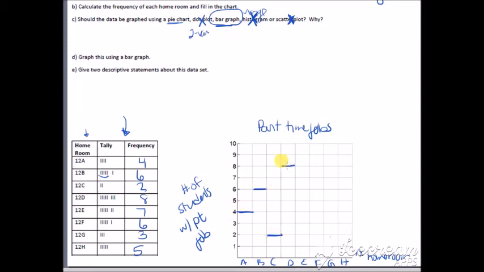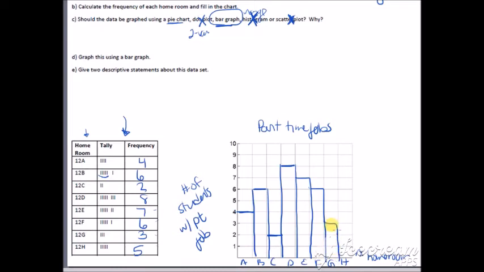This is actually how I do it, and then I draw these lines in after. 7, 6, 3, 5. 7, or I'll go like that. 6, of course with the ruler. 3, and then 5.